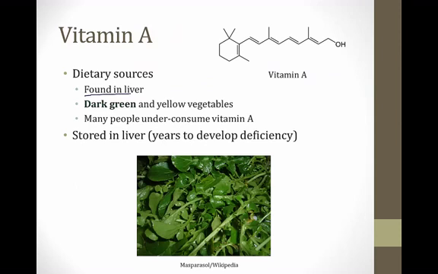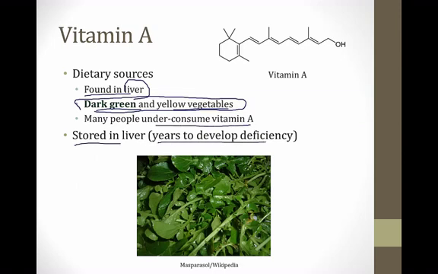Vitamin A is found in liver. It's also found in dark green and yellow vegetables. Unfortunately, very few people eat liver, and a lot of people underconsume dark green and yellow vegetables, so there are probably many people who don't get enough vitamin A in their diet. It's stored in the liver, however, and it takes years to develop deficiency, and deficiency is relatively uncommon.